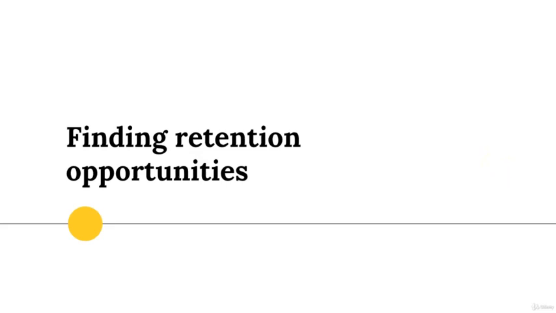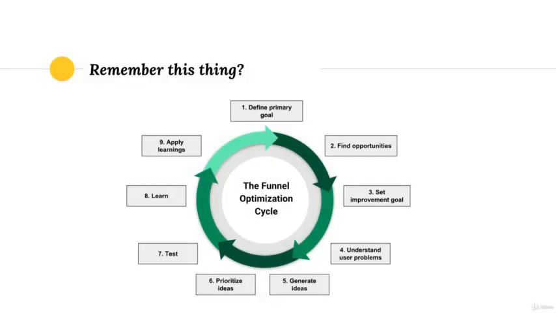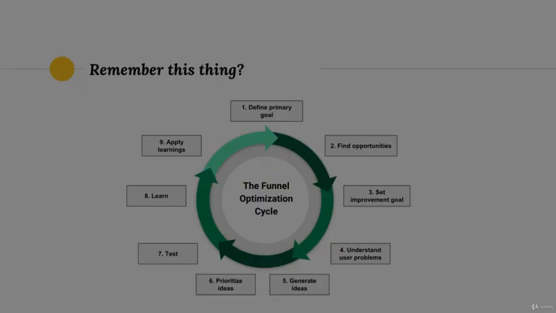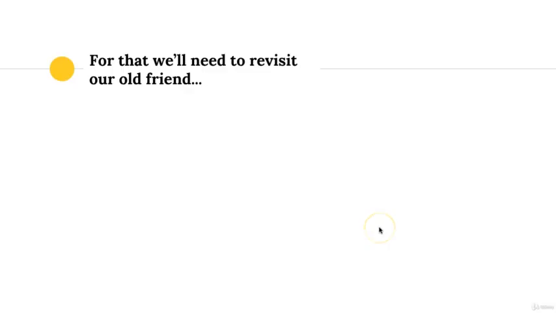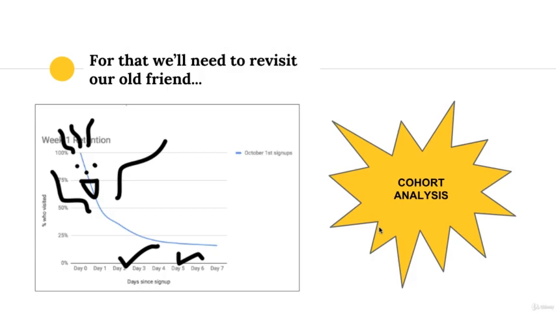Okay, now let's try and find some retention opportunities. So if you remember the funnel optimization cycle, we've actually been moving through it in this part of the funnel as well. We've defined our primary goal, and now we need to find opportunities and set an improvement goal. And for that, we'll need to revisit our old friend, cohort analysis.